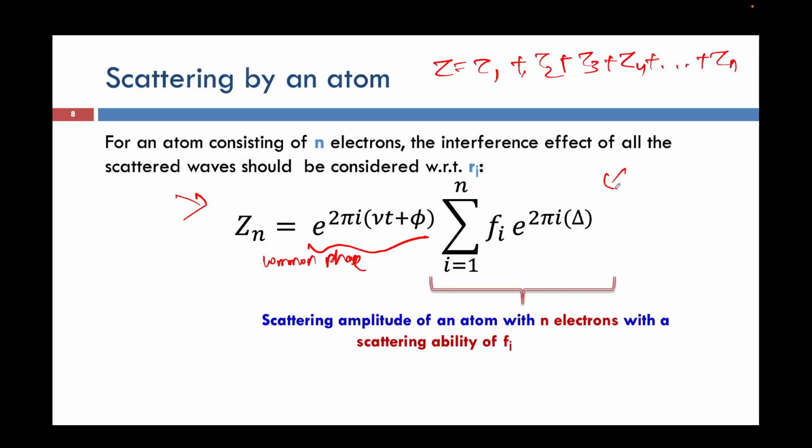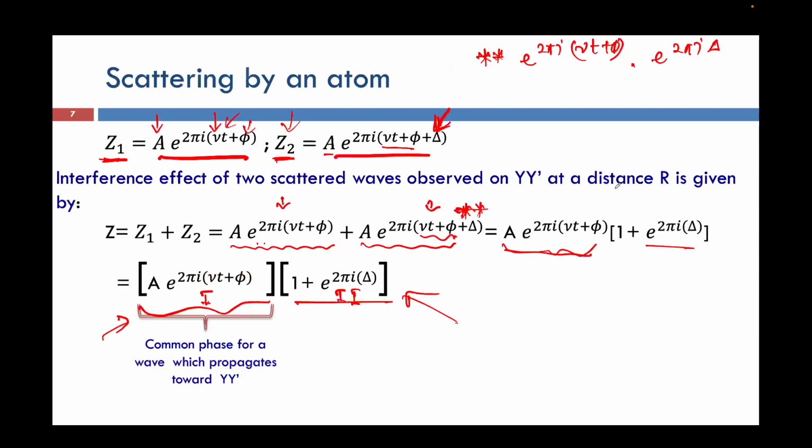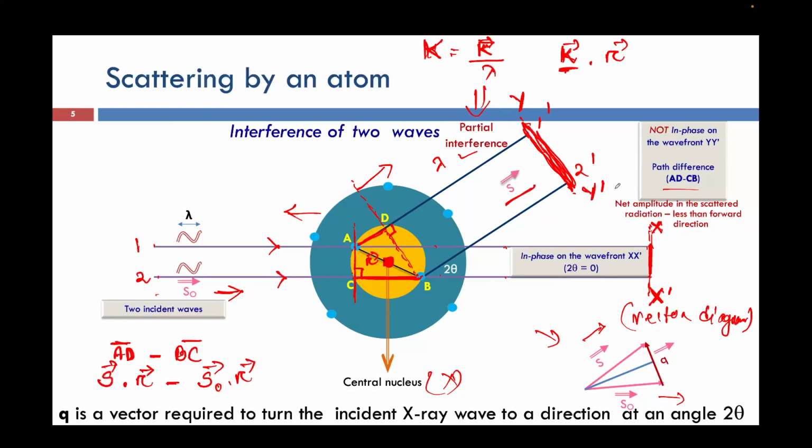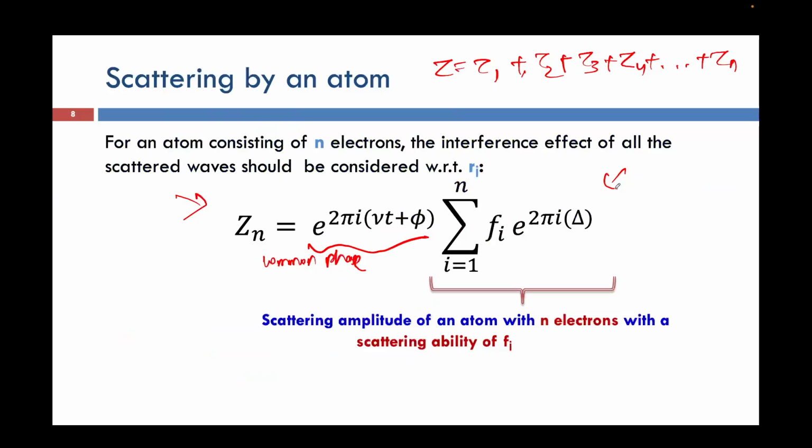This fi is known as the scattering ability of a particular electron. It is not necessary that all the electrons which are present in an atom will scatter in a similar way. It will depend on their position where they are staying. That means fi is given as the scattering ability of an ith electron. Since it is fi, I am talking about any random electron. If I am talking about the first electron, I have to see where that first electron is, and if I am talking about the second electron, then I have to see where the second electron is.